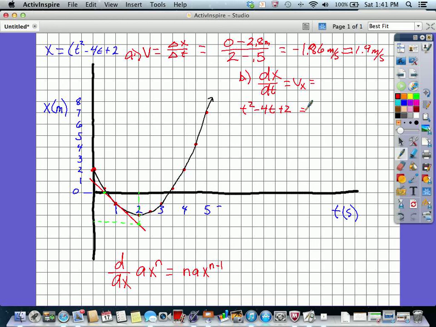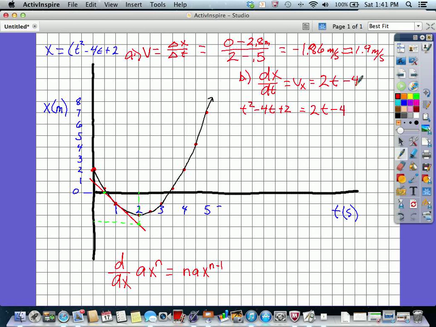Let's take the derivative. Well, that then is 2t to the 2 minus 1, so it's just 2t, minus, well, 1 times 4 is 4, but 1 minus 1 is 0, so we end up with just 4. When you take the derivative of a constant, the constant goes away. So this ends up being 2t minus 4 is what our velocity is equal to.